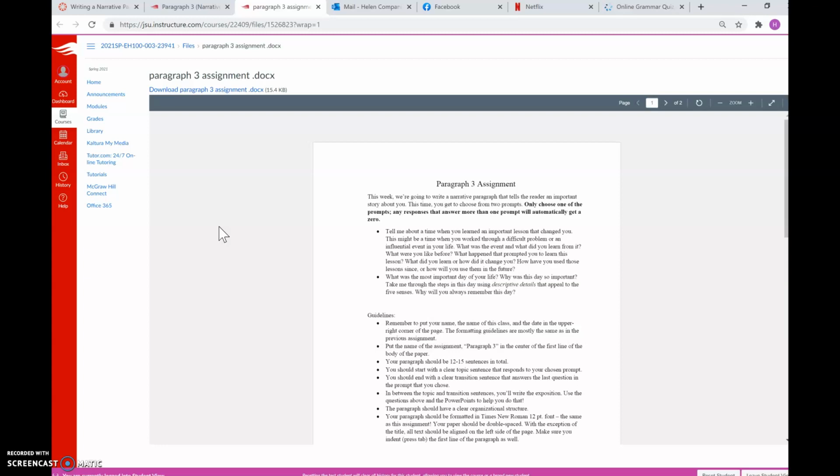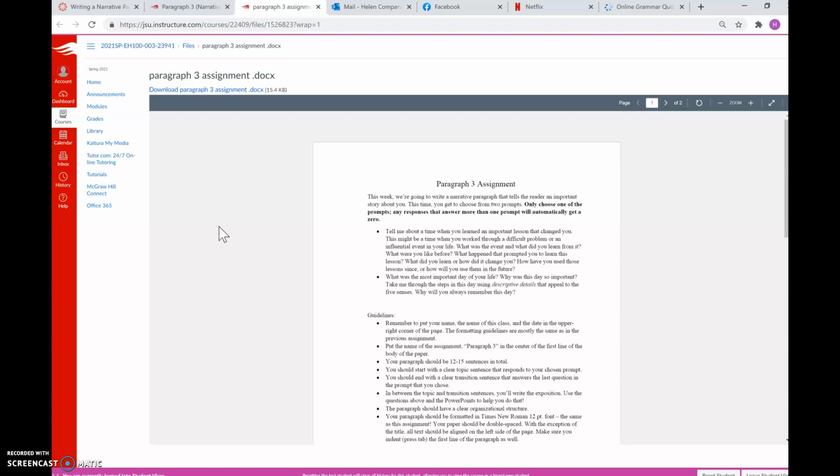Like with the diagnostic paragraph, if you do respond to more than 1 prompt, you'll automatically get a 0, so don't do that. I know it seems like a silly rule to you probably, but if you try to handle too many topics, you can't have the topic sentence and you can't have the transition sentence, and so you're not really writing a paragraph, you're just responding to questions.